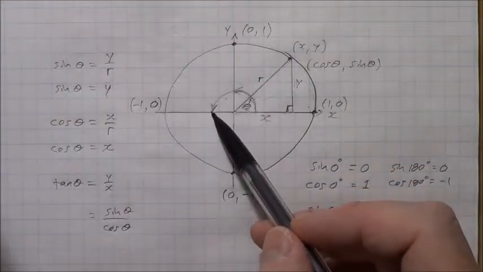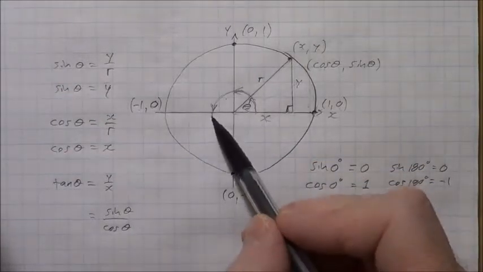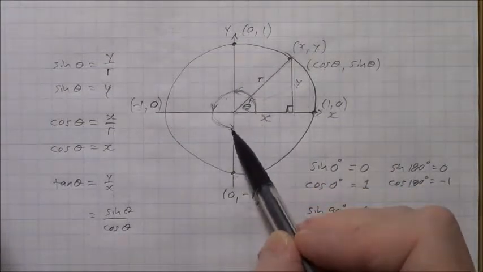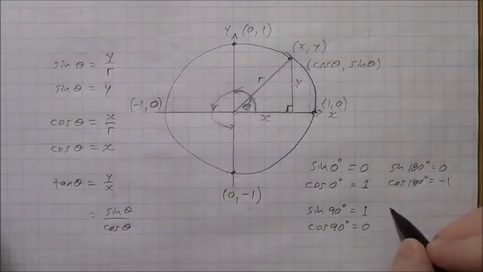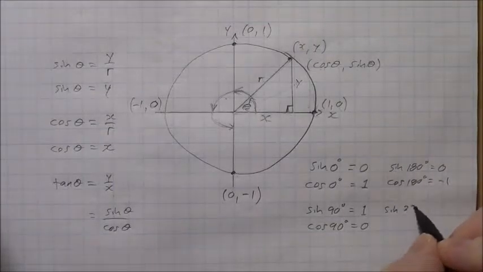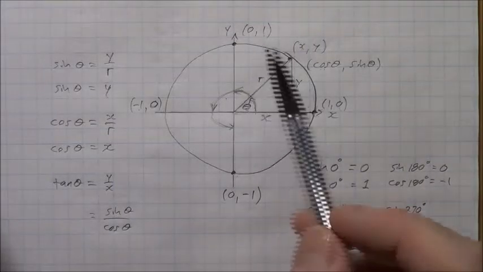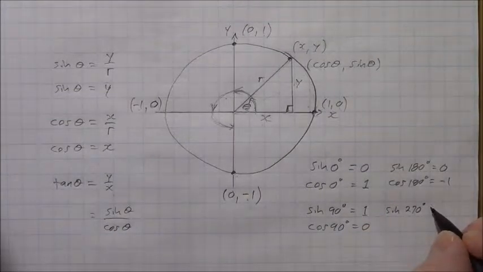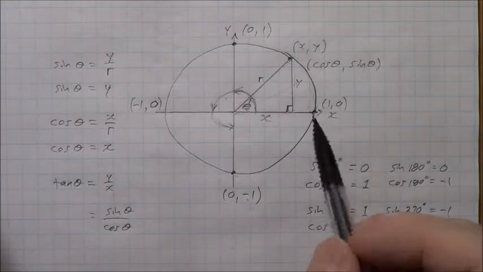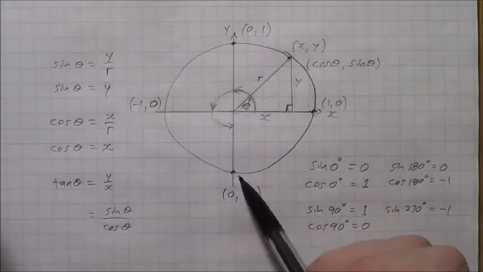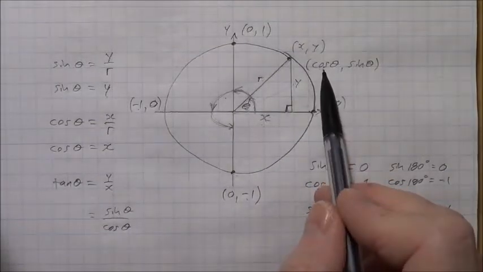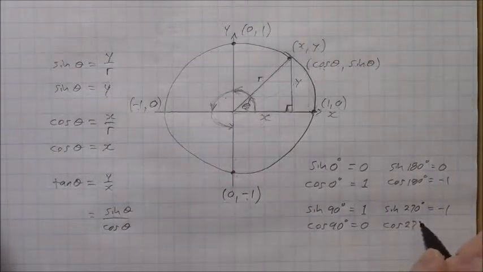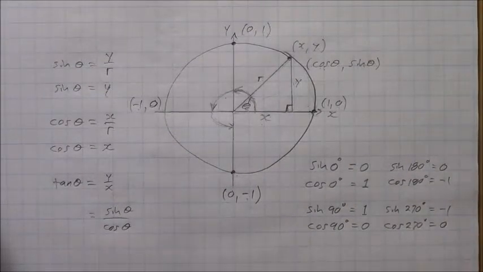Now we'll rotate another 90 degrees from 180. We've rotated all the way around here, and so now that's 270 degrees. The sine of 270, we look at the second coordinate down here, and that's -1. And then again, we've rotated around 270 degrees, we look at the first coordinate, and so the cosine of 270 degrees is 0.